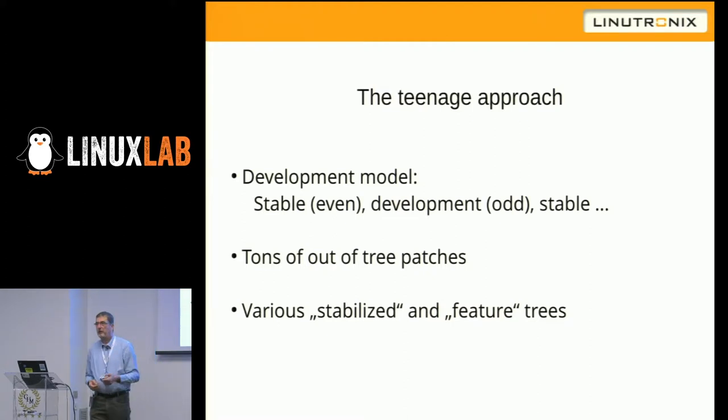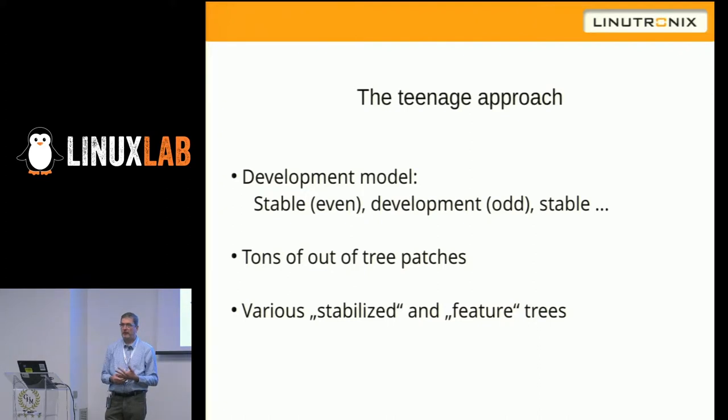The development model was totally different from what we have now. Basically there was a stable version which was even numbered, and once that was considered stable enough, we switched over to an odd development version. Those things were dragging out for a long time. I think 1.3 ended up with 1.3.100. So it took a long time to get development trees into a shape where somebody considered them stable.